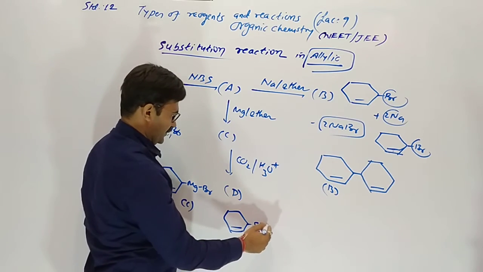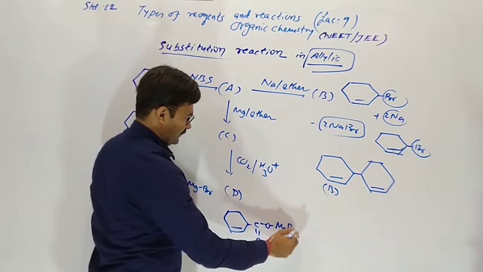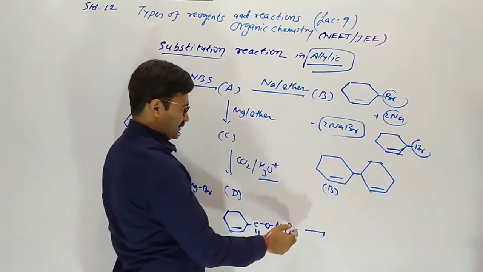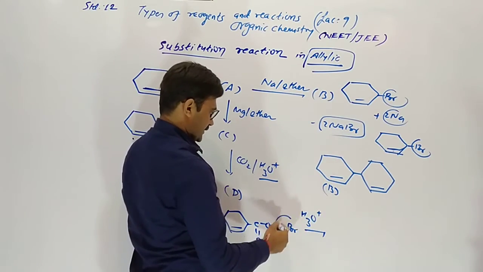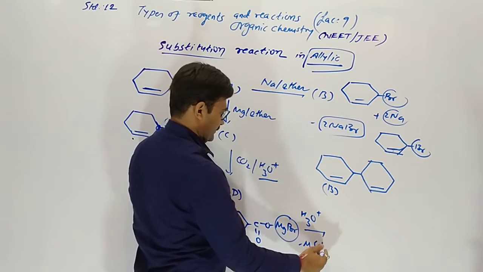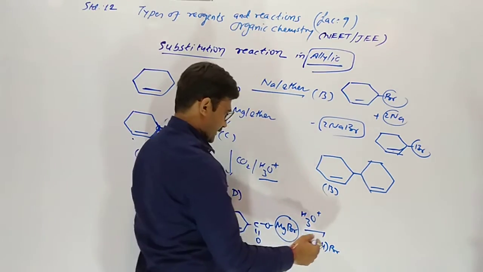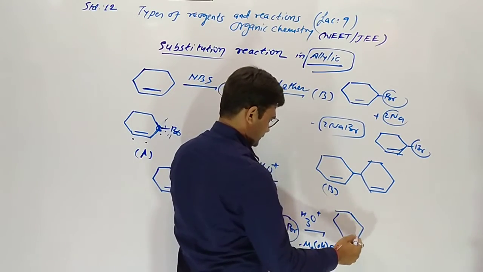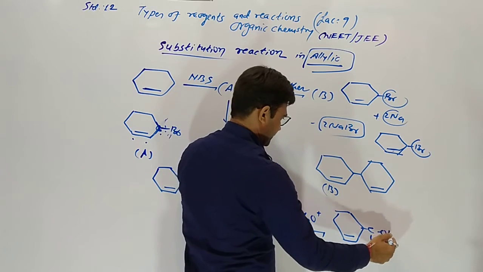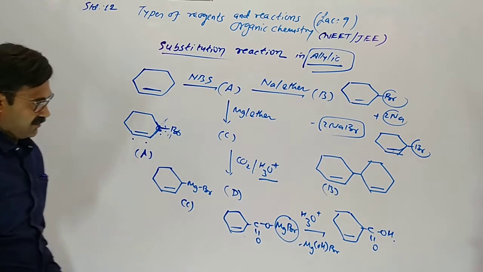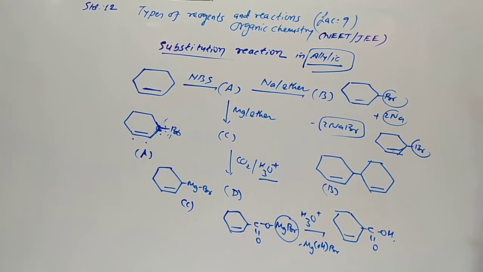Here, COOMgBr. Then after hydrolysis, MgBr with OH is removed and there is the hydrogen. So it gives carboxylic acid. This type of question is asked in NEET and JEE. So store it in your mind.